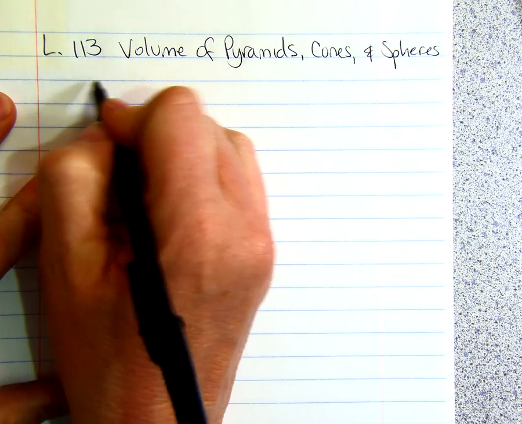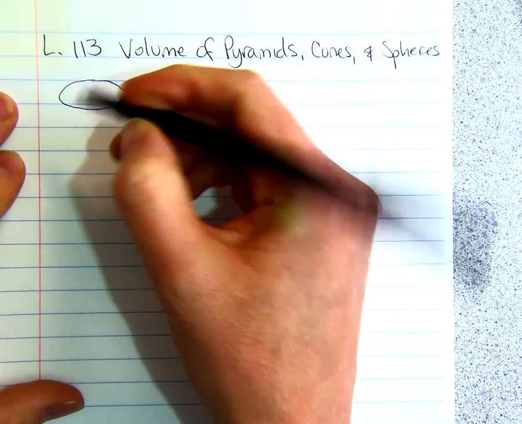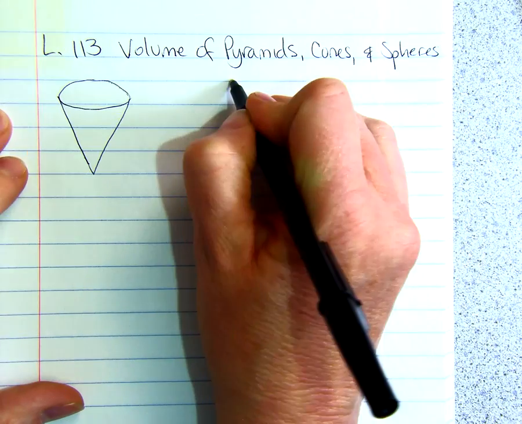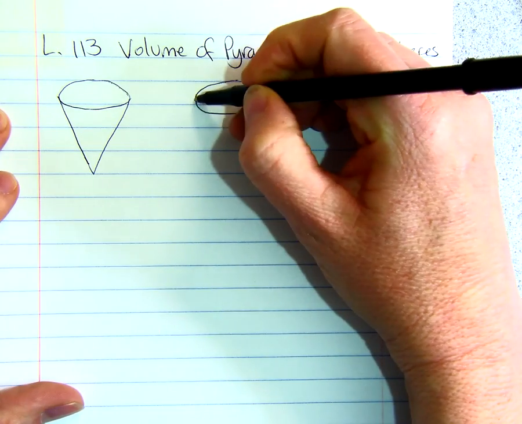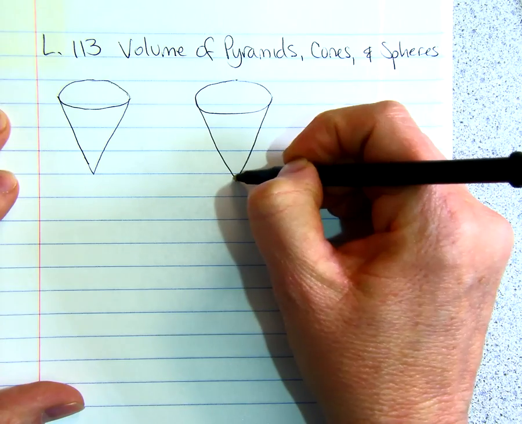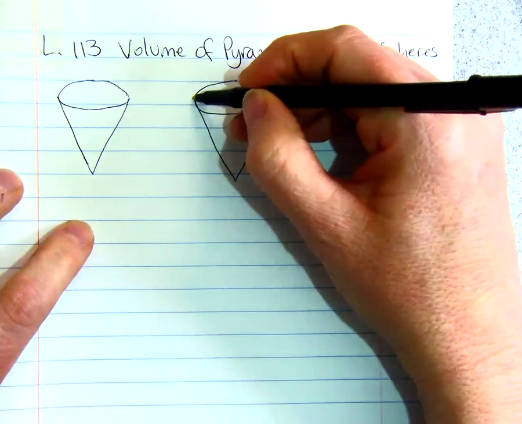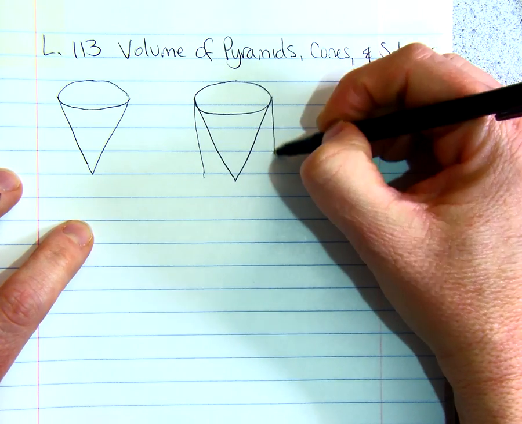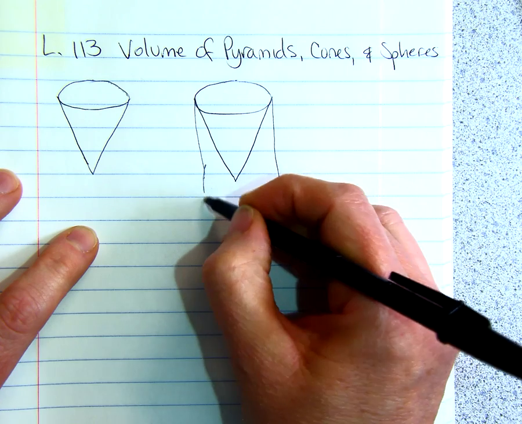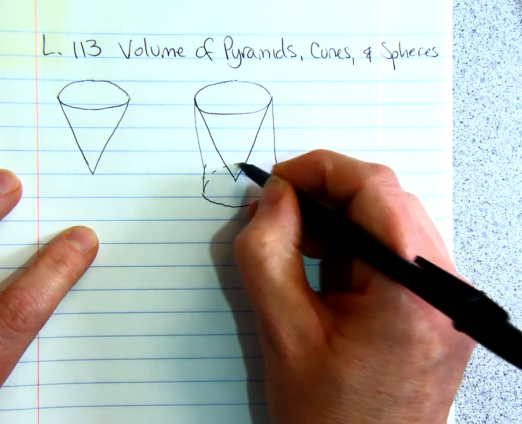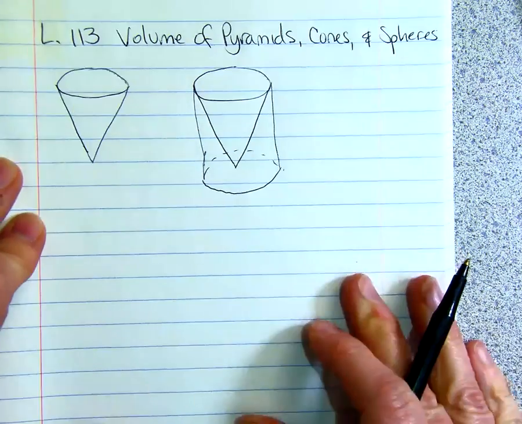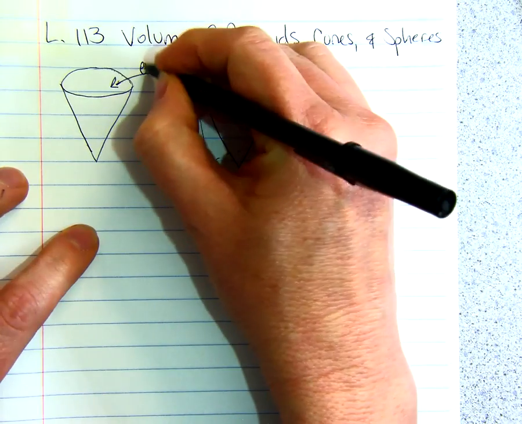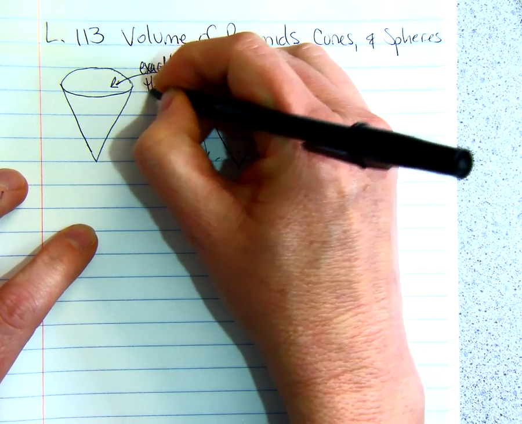So if you have a cone, let's draw a cone, and then we're going to copy it. So draw the same cone again, if you can. Now, if you were to draw a cylinder around this cone, the pointy part has to go right in the center of that cylinder. Okay, these two are exactly the same cones.